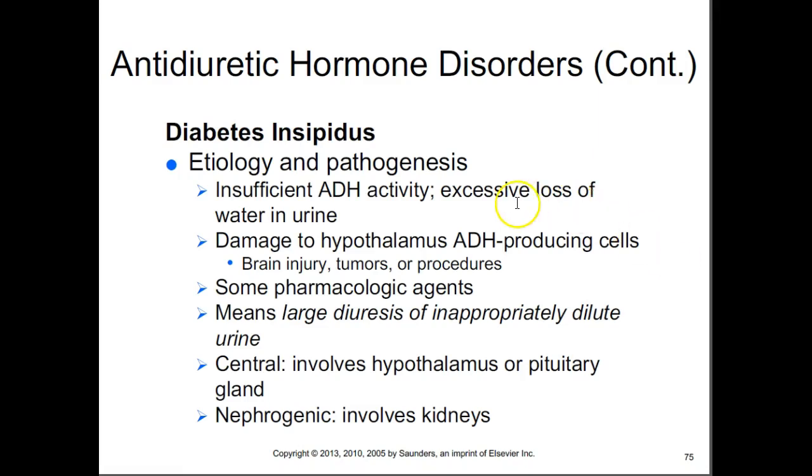Right, so we have excessive loss of water in the urine. And that could usually be due to damage in the hypothalamus and in the ADH producing cells. Could be from brain injury, tumors, or procedures. Some pharmacological agents can also cause ADH to decrease. So it means, right, large diuresis of inappropriately dilute urine. Okay, so kind of the same thing that I just said.